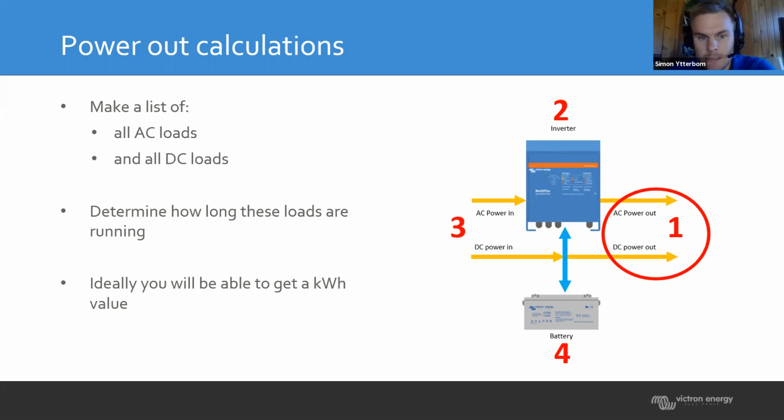So list all of these, and again, we want to try to use watts as the common denominator here. That way we can tally up both DC and AC load into the same column, so we can get a total power requirement for the 24-hour period that we're going to look at.